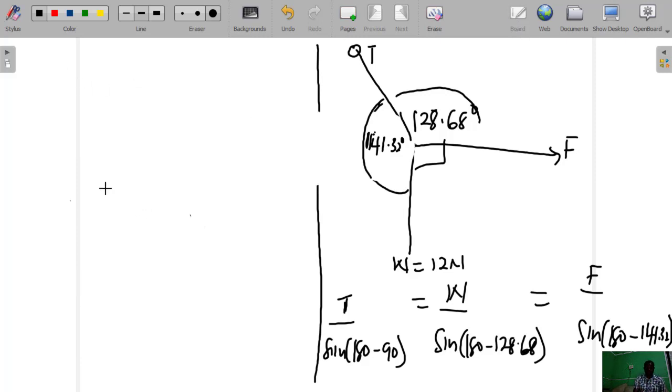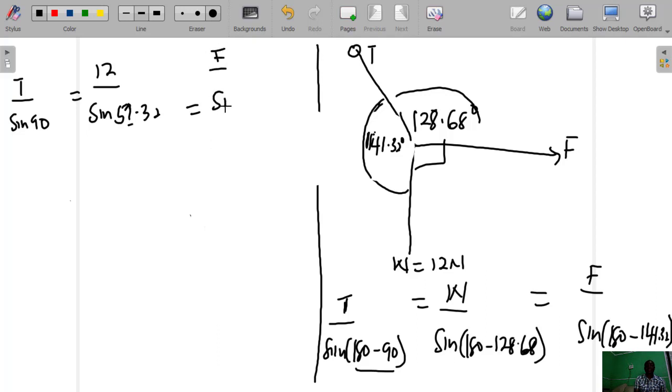T has not been given, over sine 90, because 180 minus 90 is 90, is equal to W, which is 12, over sine 51.32, because 180 minus 128.68 is 51.32, is equal to F over sine 38.68. It's 38.68 because when you subtract this one, that's what you're going to get. So you can use cross multiplication.